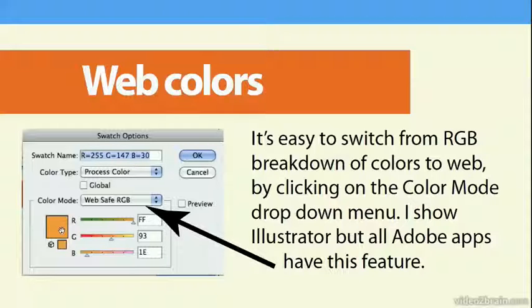And other applications that are non-Adobe have similar features that allow you to take colors and convert them to the web colors. So on the web, we're using hexadecimal numbers, which are a combination of 2 numbers for red, 2 numbers for green, and 2 numbers for blue.